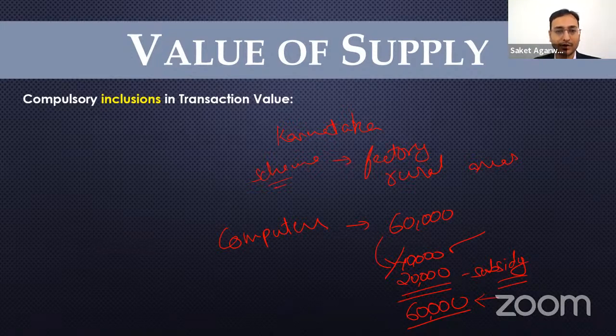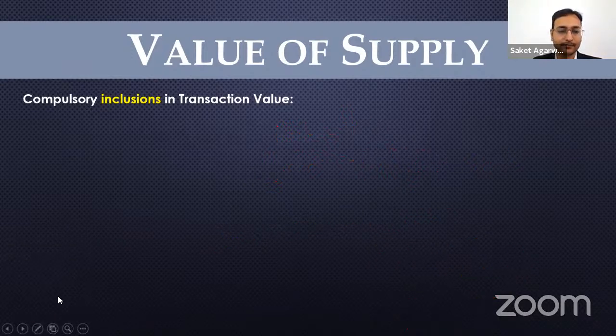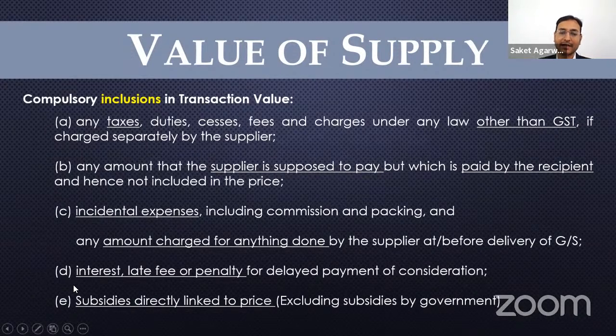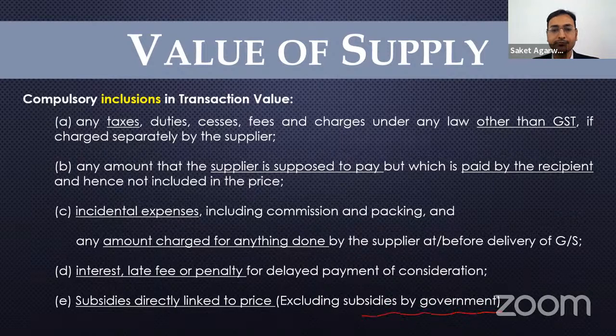We have to add back the 20,000 rupees subsidy and then calculate GST on the total. Let's look at that point again. Subsidies directly linked to the price, excluding subsidies by government. If the subsidy is given by government, don't include it. If the subsidy is given by somebody else, you have to include it in the value of supply. These were the compulsory inclusions.